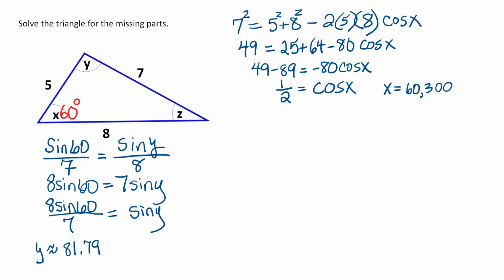Y is, again, tricky. I'm not sure if it's obtuse or acute. It's very close. So I have to check the other possibility, and that would be 180 minus 81.79, which is 98.21. So y is just very close. I can't tell which one it is. It looks a little obtuse, but again, you're not sure. So just leave that and go on and figure out what z is.